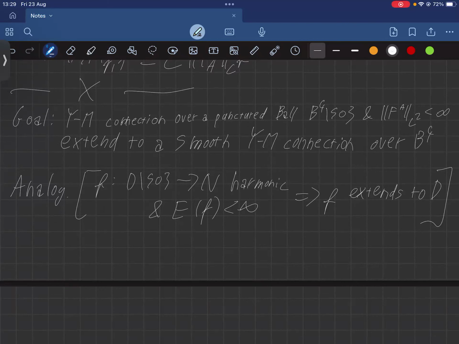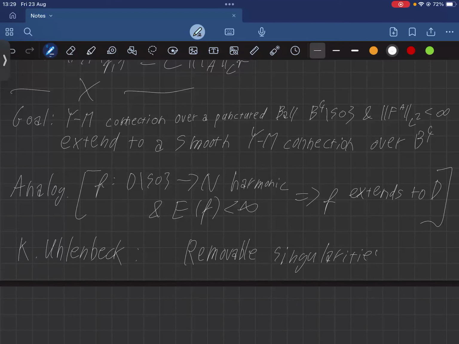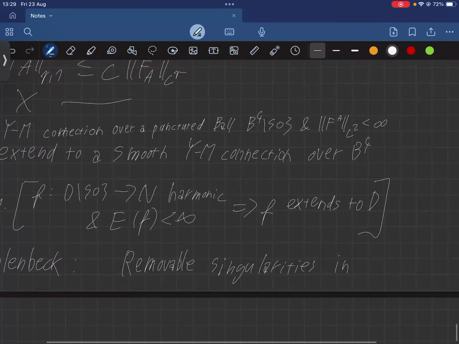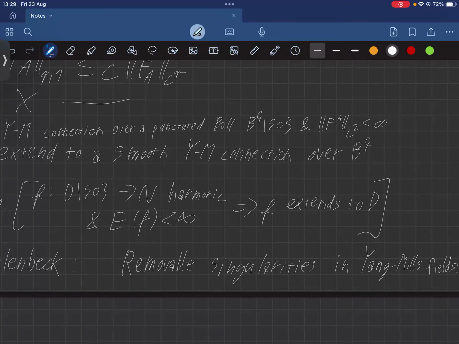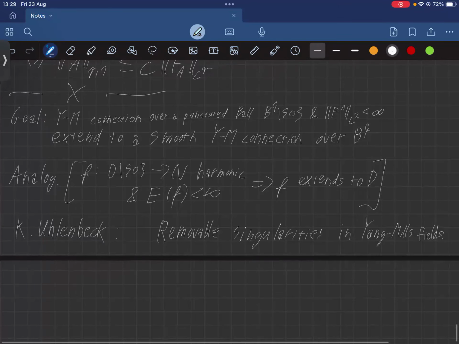And for this, we're still following the Donaldson survey of Uhlenbeck's work, and also a paper by Karen Uhlenbeck, which is called, I believe, Removable Singularities in Yang-Mills Fields. Right. So let's get to it.